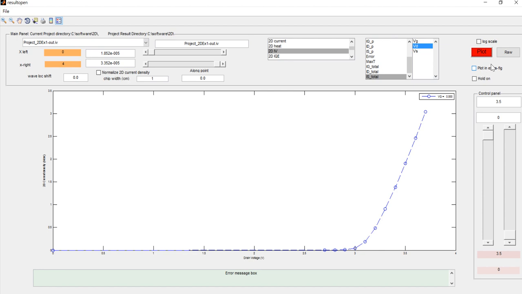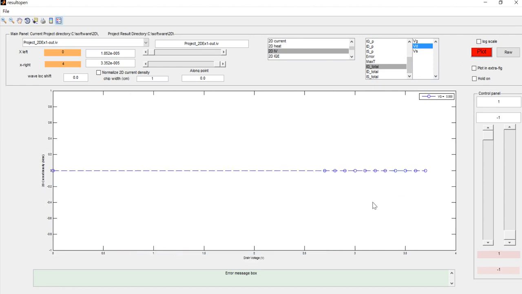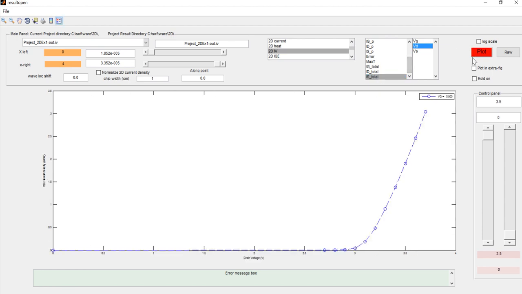Is that okay? What's IS? S is source. If you plot IG, you cannot see anything because you didn't use IG. So the current of IG is 0. So usually you plot ID, IS versus VD. So this is the IV curve.